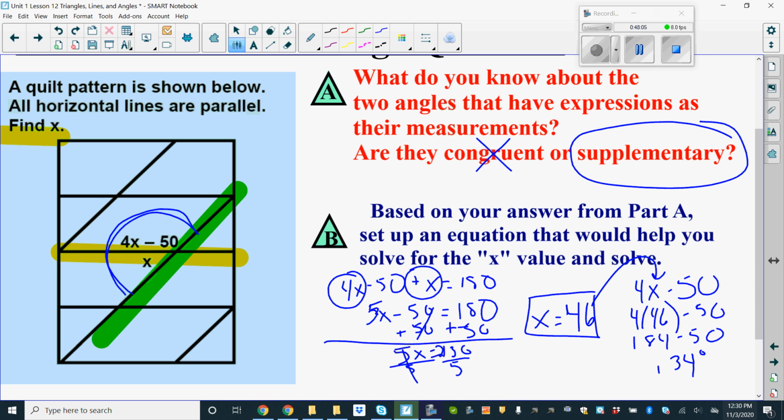So this angle is 134 degrees. And this angle here, if you have an angle given by just the variable, then it is equal to whatever that x value is. So since it's given by just x, this angle is 46 degrees. So therefore, if we wanted to check, we could do 134 plus 46 is 180 degrees. Check. That's correct.